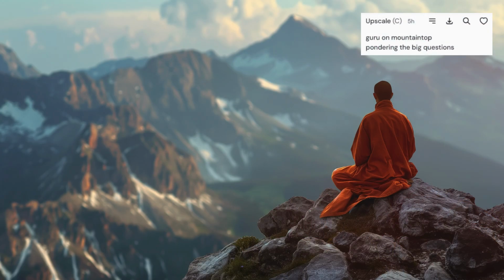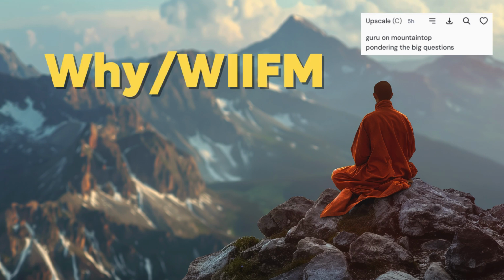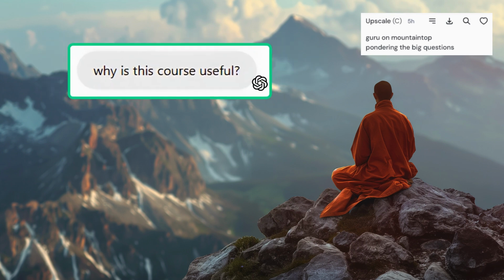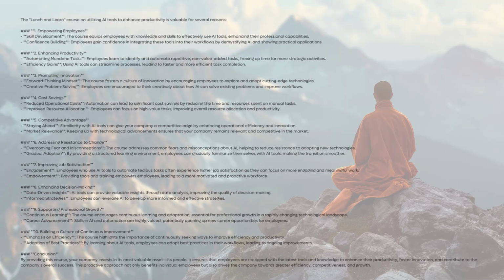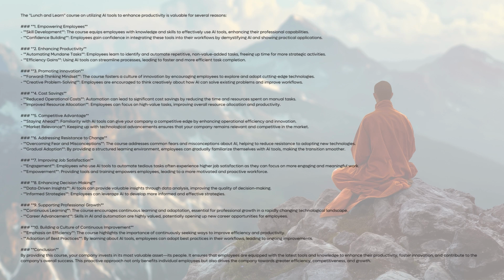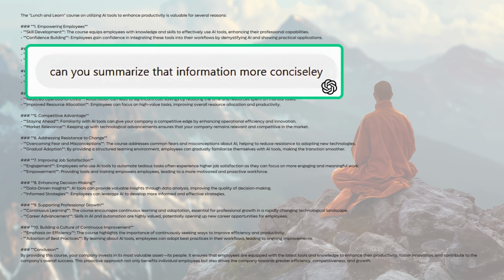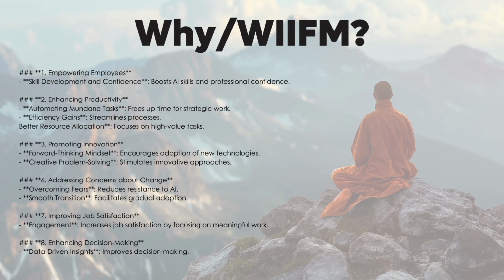The first thing I do when creating a course is to consider the why and what's in it for me. Hey, ChatGPT, why is this course useful? Okay, that's a lot of stuff, and the ideas are good, but it's not super usable in that format. Can you summarize that information more concisely? Better, but it still has a lot of garbage in it.